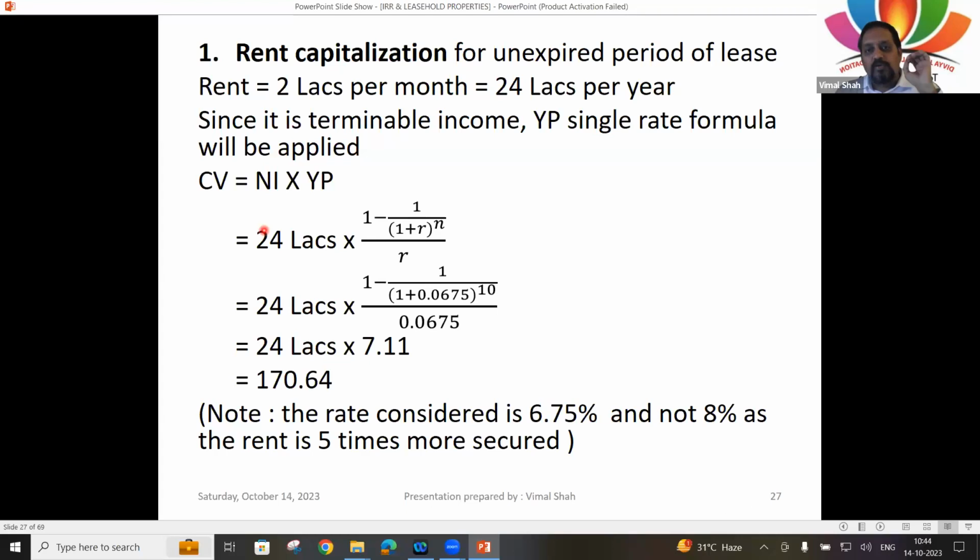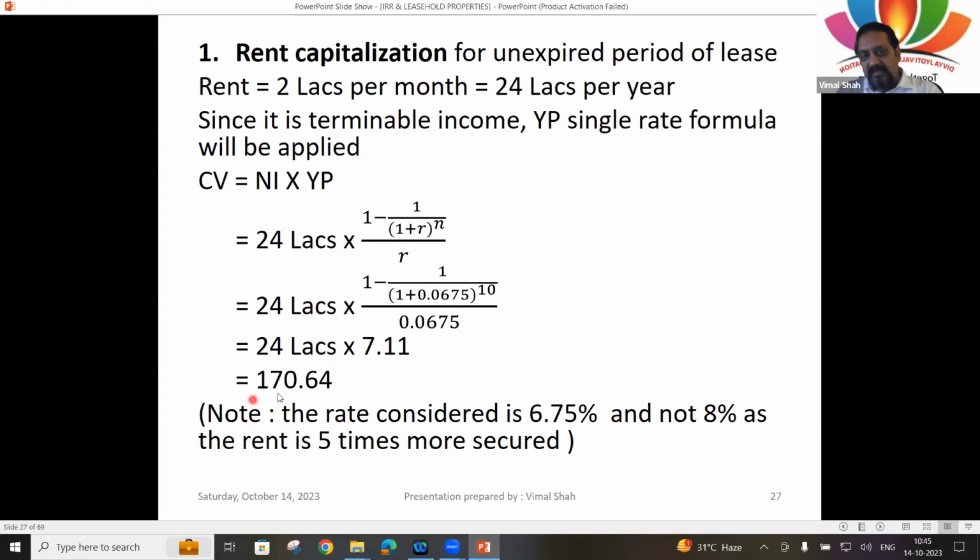Am I right? So whenever it is a secured rent, the rate considered is 6.5% and not 8%, because the rent is 5 times more secure. Instead of 10 lakh, I am taking only 2 lakh, 5 times more secure. So I am taking a lower rate of interest here. Whenever the rent is secured, the rate of interest will be lower, because if the rent is secured, anyone will agree to a lower rate of interest, right? So I have taken a lower rate of interest.